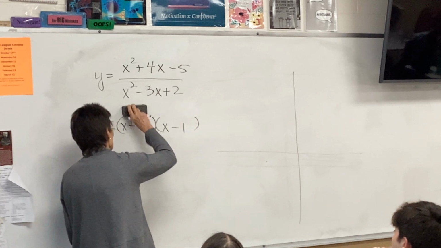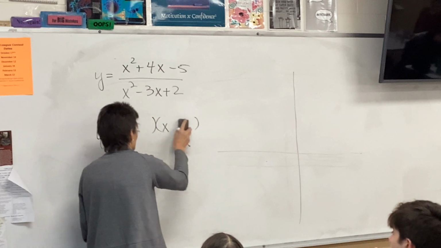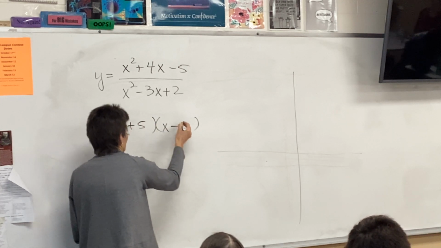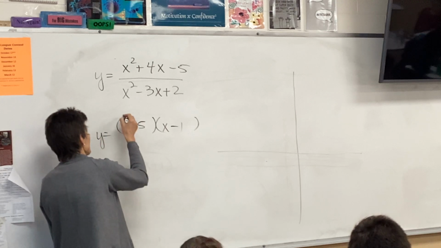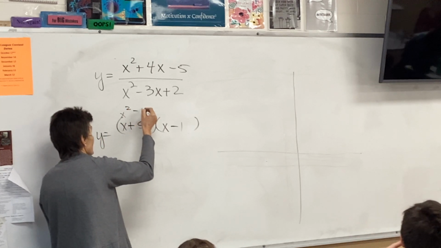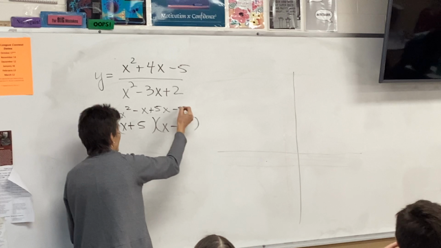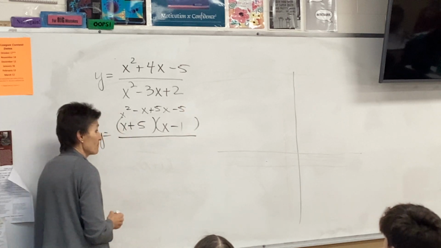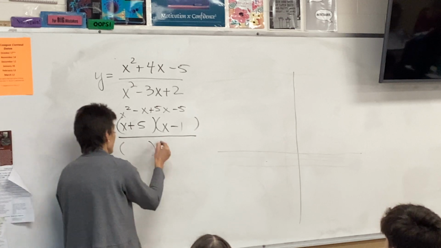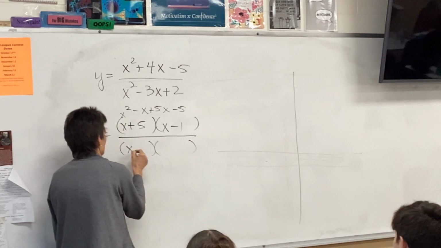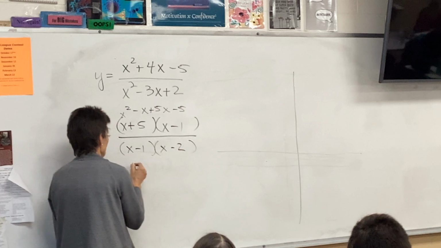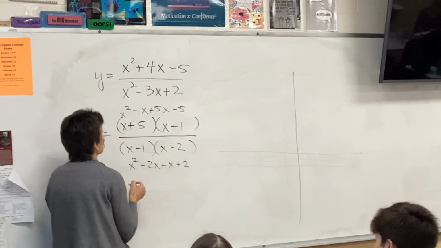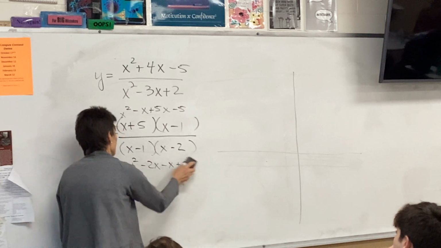Good try. Didn't work. x plus 5 and x minus 1, plus 5, minus 1. All right, let's double check that. X squared minus x plus 5x minus 5. Is that right? Okay, that works. Good. Same thing with the denominator. What's the denominator going to be? x minus 1, x minus 2. Minus 1, minus 2. Let's double check it and make sure it works. It does. Okay.